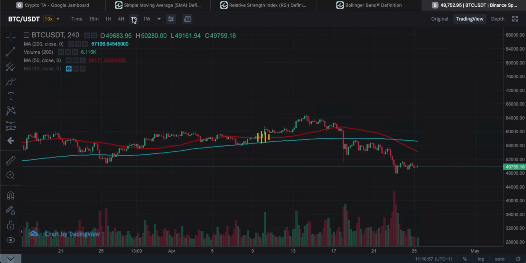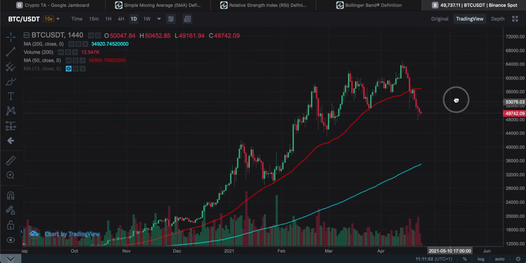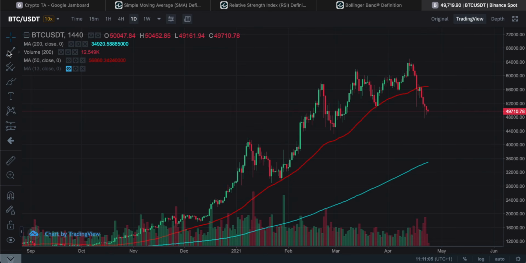Let's come to the 1-day chart on Bitcoin and see if we can draw some trend lines on there. So we're in a big downswing right now, but you can definitely see the trend line here. So I'm going to click on this on the left-hand side on a trend line.